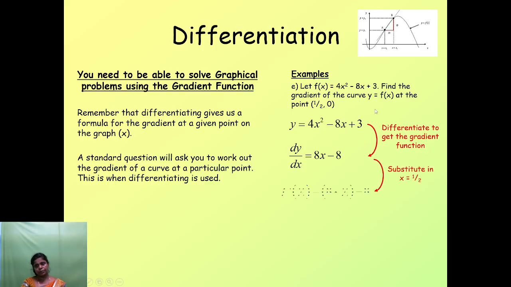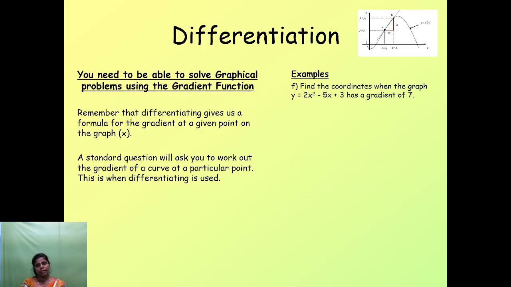Okay. Next we substitute the value x is equal to 1 by 2. So f dash of 1 by 2 is equal to 8 into, instead of x we substitute 1 by 2. So 8 into 1 by 2 we get 4, minus 8. So we get minus 4. So f dash of 1 by 2 is equal to minus 4.